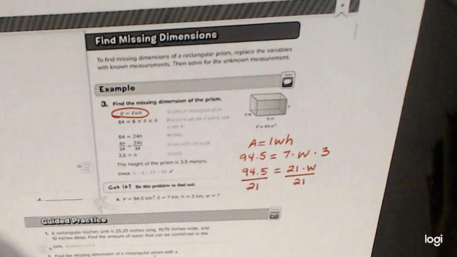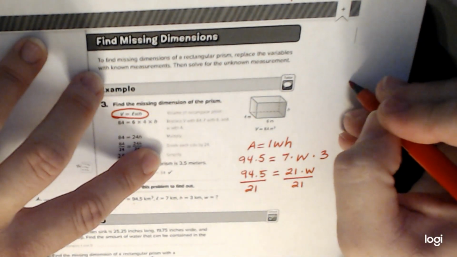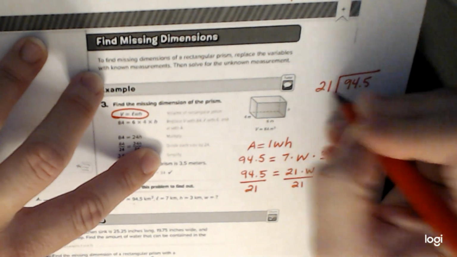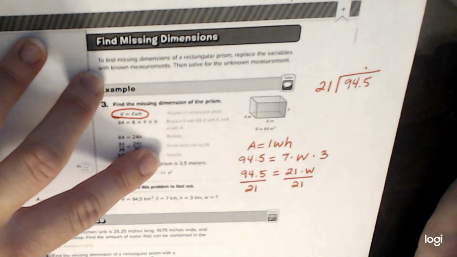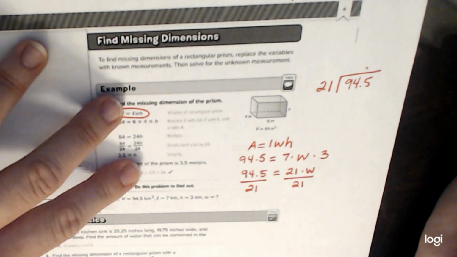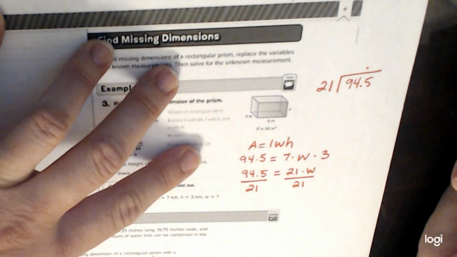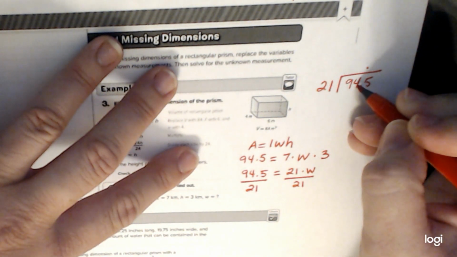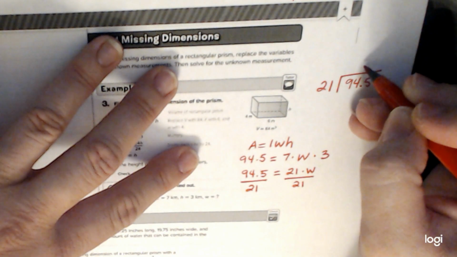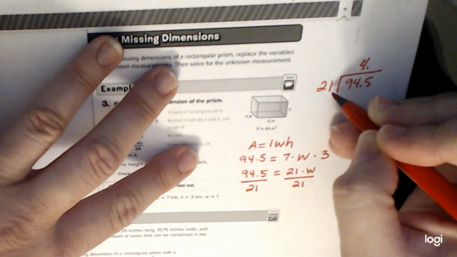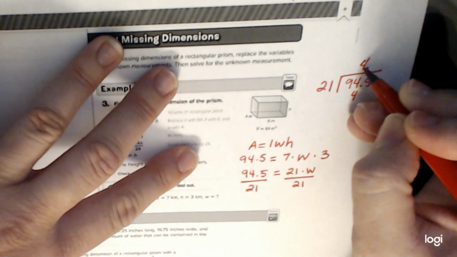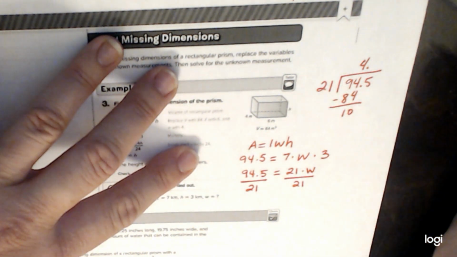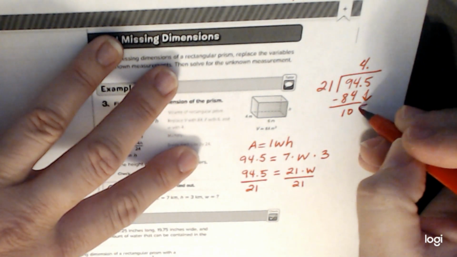Okay. So then we've got, I'm going to do the work right up here, 94.5 divided by 21. Bring that decimal up into the answer area, and then forget that it exists for a moment, so we can do the division. 21 into 94. Well, I know 20 times 4 is 80, so I'm going to use 4. 4 times 1 is 4. 4 times 2 is 8, and we can subtract that, we get 10. We bring down the 5.